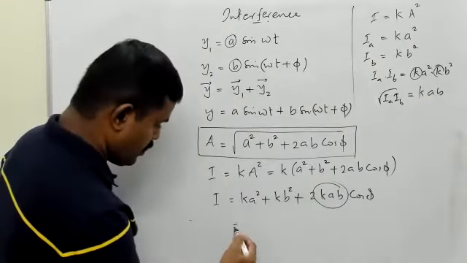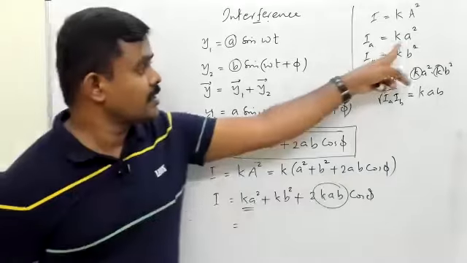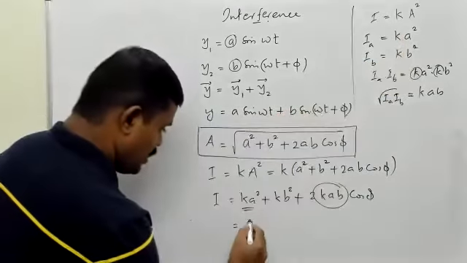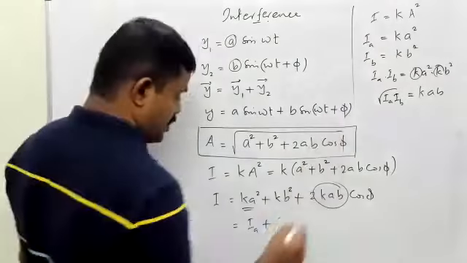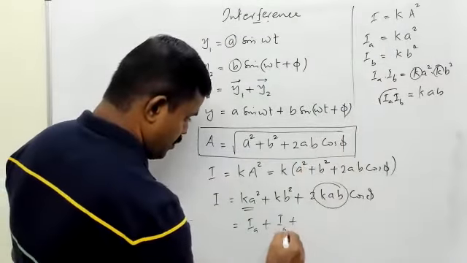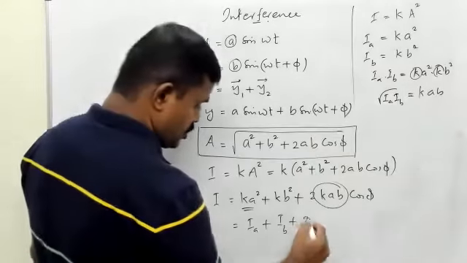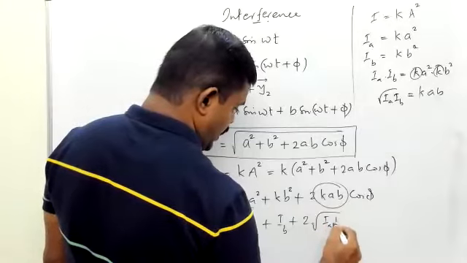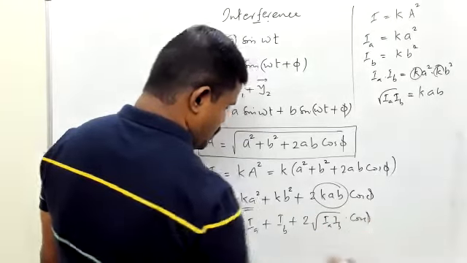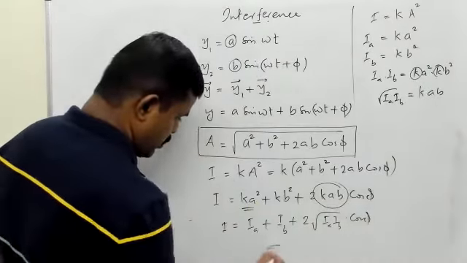So I can write what now? Ka square is what? It is Ia, intensity of A, plus Kb square is what? It is Ib, plus 2 into, what is Kab? Kab is root of Ia Ib, into cos phi. This is the resultant intensity equation.